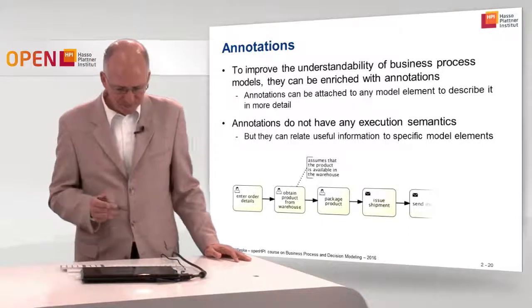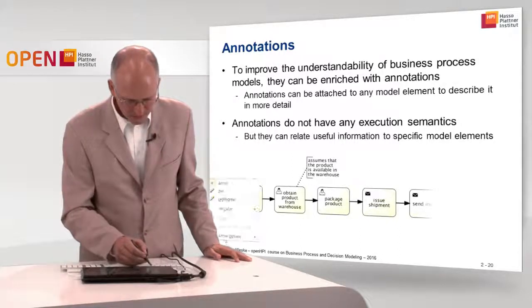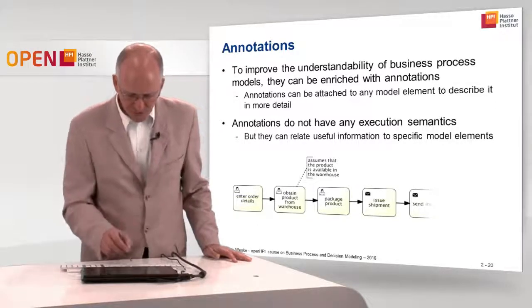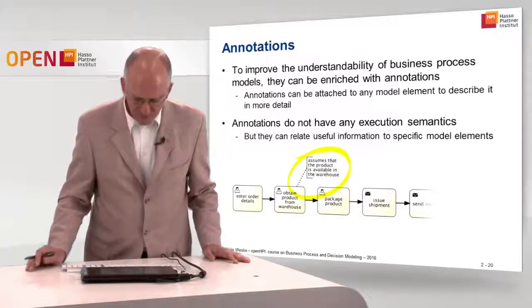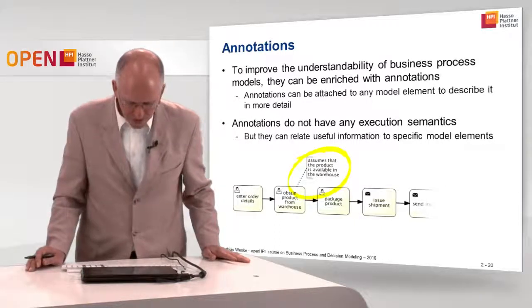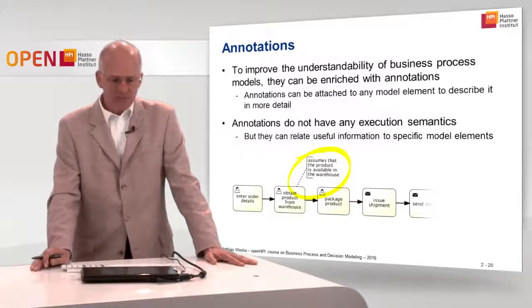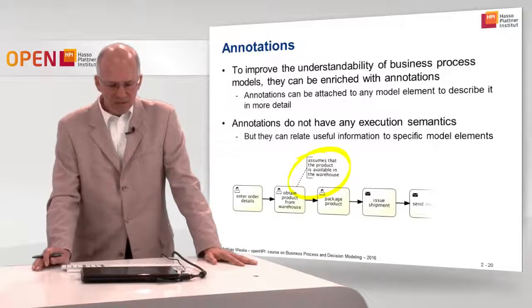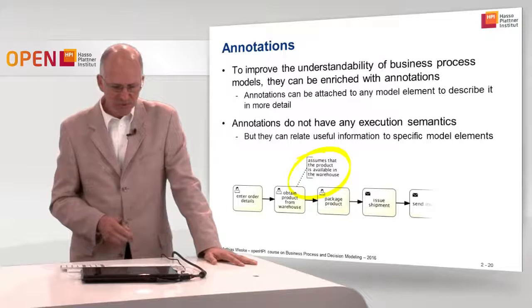All right, here we have a little example where this activity, obtain product from warehouse, has an annotation, and the annotation says this activity assumes that the product is available in the warehouse. So there is an assumption that would otherwise be implicit. It is now made explicit in the model as an annotation which provides more information about this process.